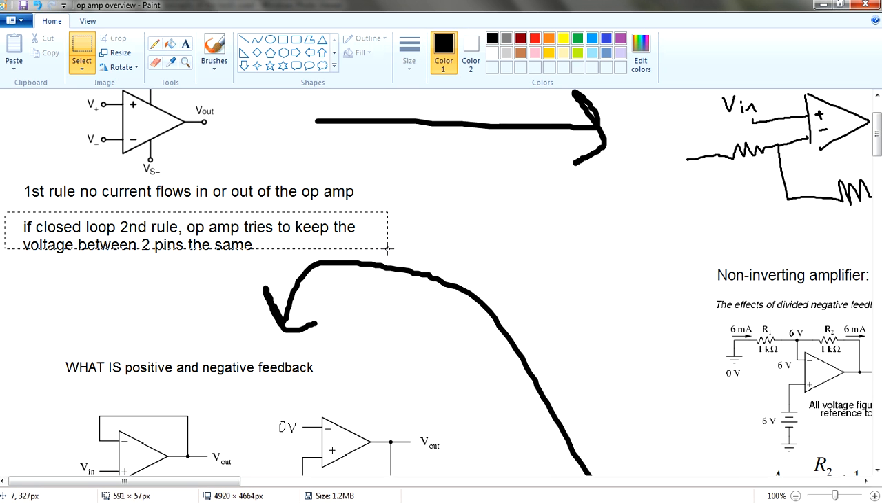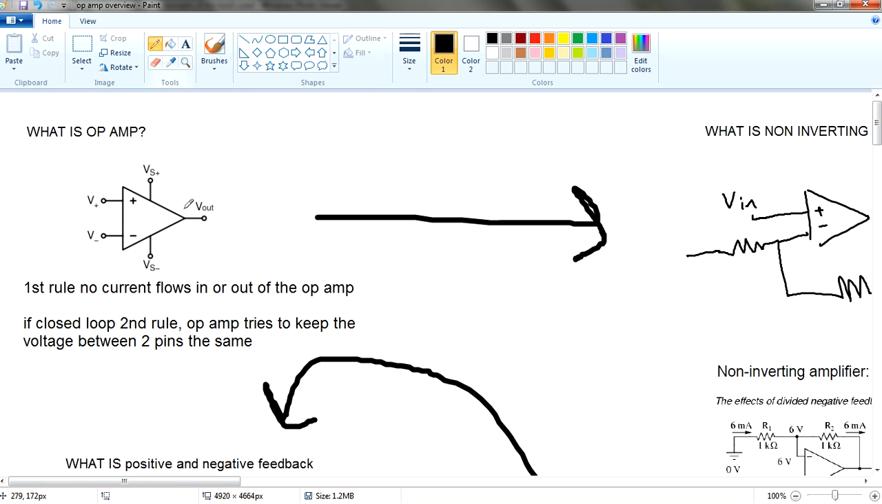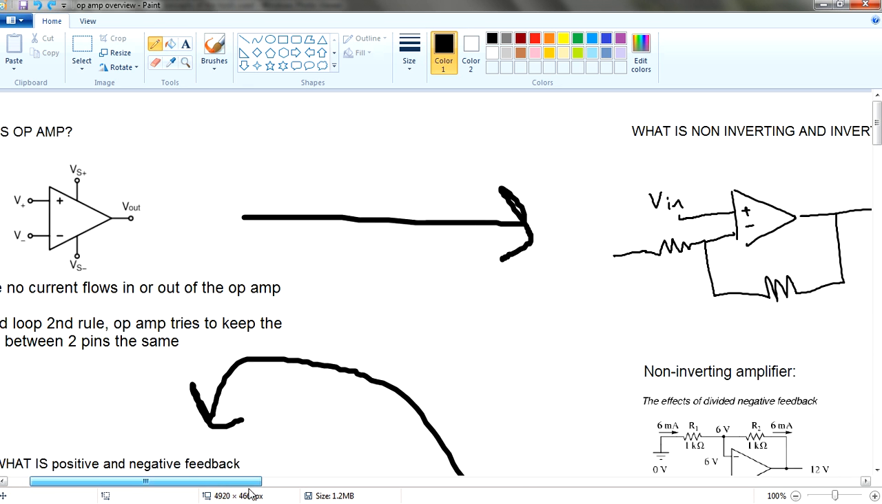The second rule: if it's a closed loop system, meaning your V out is fed back to either your non-inverting side or your inverting side, your op-amp will try to keep the voltage between these two pins the same. So these are the two rules that you're going to remember. Hopefully you can remember. Okay, so that's the op-amp.